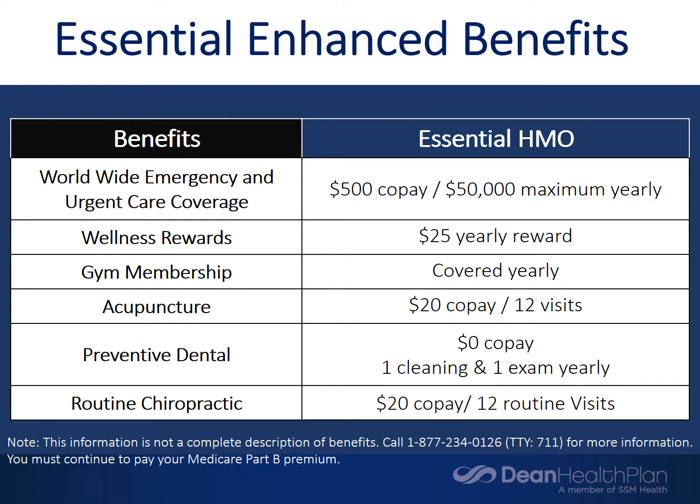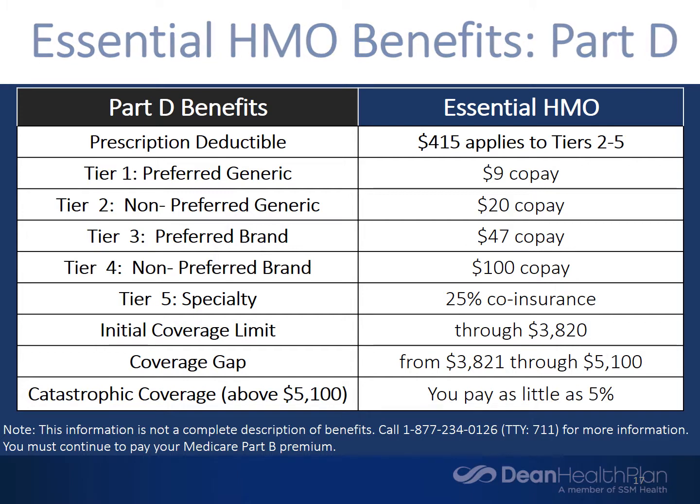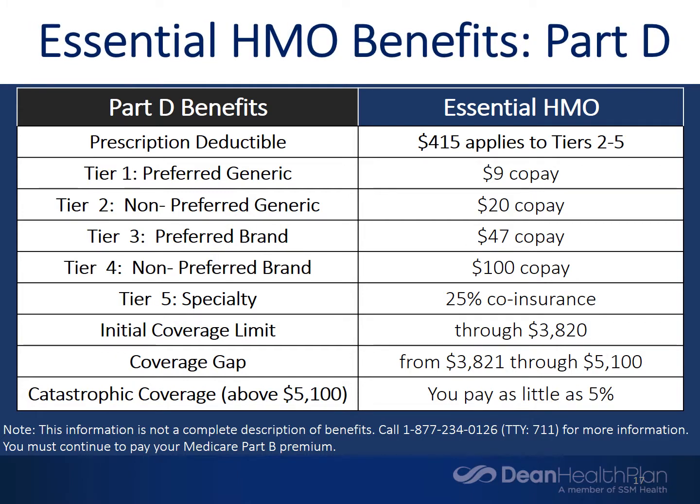$20 copay for acupuncture services, up to 12 routine visits yearly. Preventive dental, including 1 cleaning and 1 exam yearly with no cost to you. $20 copay for chiropractic services, up to 12 routine visits yearly. Please refer to the How Part D Works section of this video if needed. On the Essential Plan, you will have a $415 RX deductible.